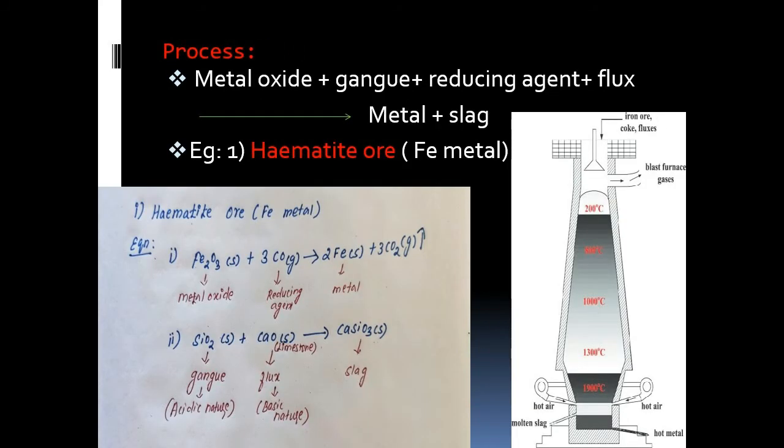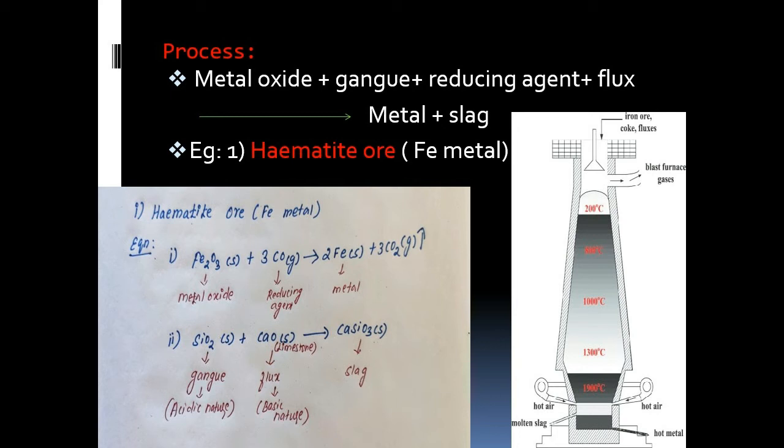In the hematite ore, which metal can we extract? Iron metal we can extract. So what we have to take: first the metal oxide, then along with that metal oxide gangue will be there, which means impurities. Next, a reducing agent to reduce the metal oxide, then flux to remove the gangue. So these are the four things we have to take on the reactant side: metal oxide, gangue, reducing agent, and flux.